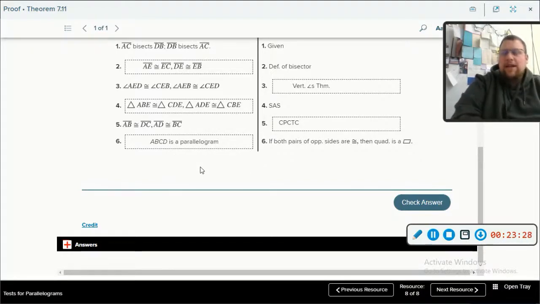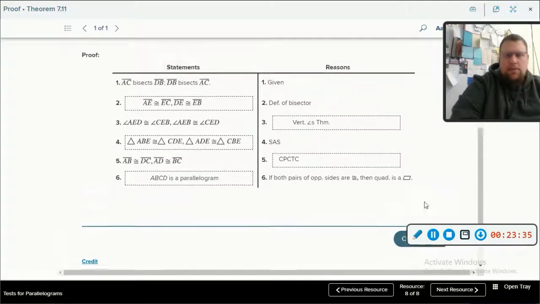And if all their different legs are congruent from congruent parts of congruent triangles are congruent, then I know that ABCD is indeed a parallelogram, because if both pairs of opposite sides are congruent, then the quadrilateral is a parallelogram. Boom! Let's check it. Are you ready?